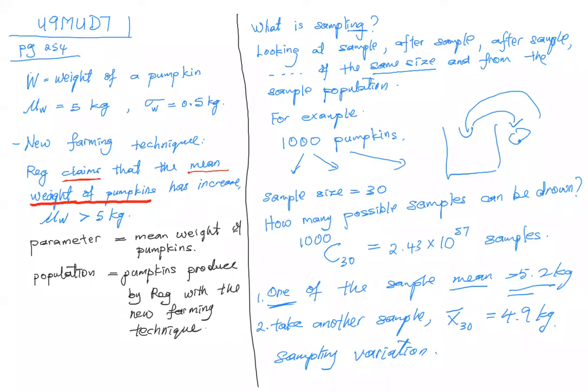So that's why I ask, does Rick's sample prove that the new mean weight of his pumpkin is exactly 5.2? So what is the first answer? Can someone answer that?